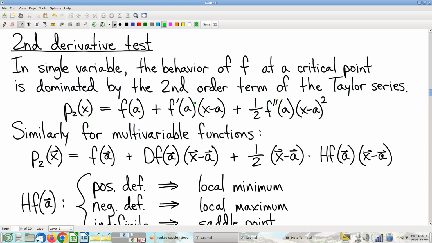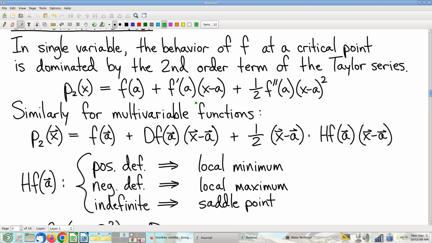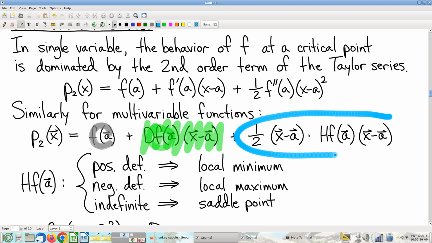And pretty much the same thing happens with multivariable. So here we go. Again, we're assuming we're at a critical point, namely one of the critical points where the gradient is 0. That means that this term goes away. Again, this term is just a constant. And so the behavior of the multivariable function is mostly controlled by what's happening with this term. Everybody with me so far?